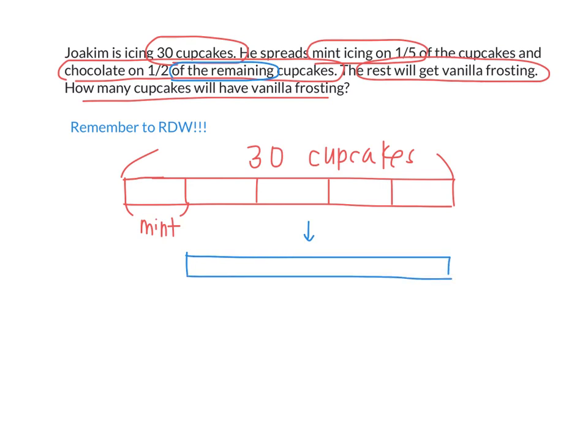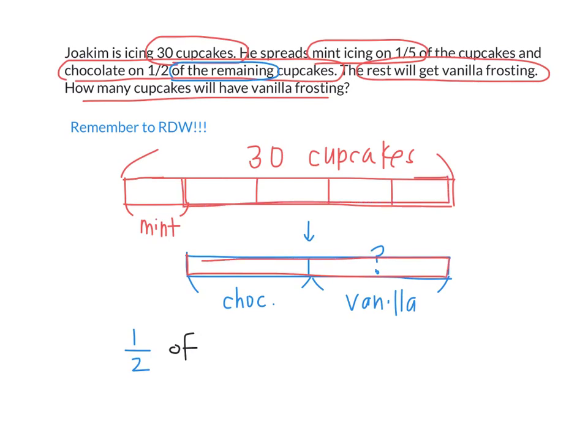Now, of the rest, half are chocolate. And the rest are vanilla. And I'm trying to find out how many are vanilla. So if half of the rest are chocolate, what fraction of the rest are vanilla? Half. Yeah. So it's still half of, and then this piece, remember, was the rest, which is the same as this part right here. What fraction was the rest? Addison? 4/5.